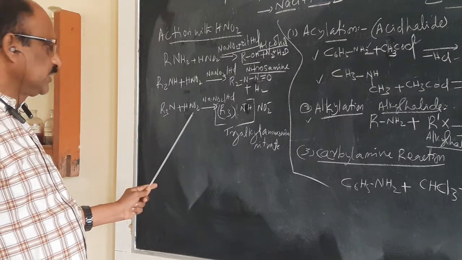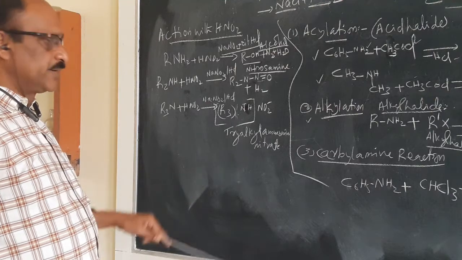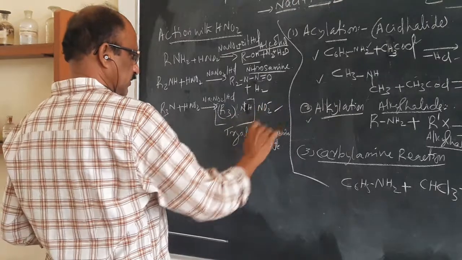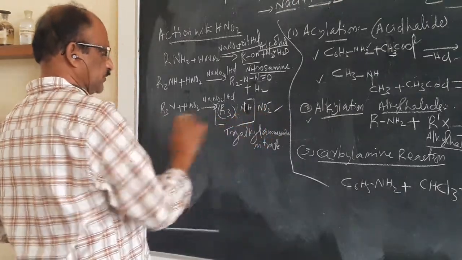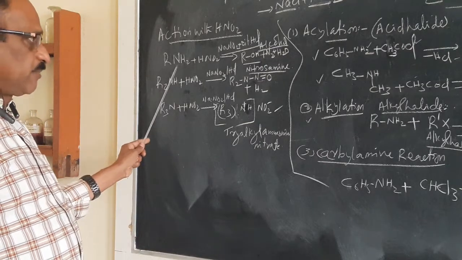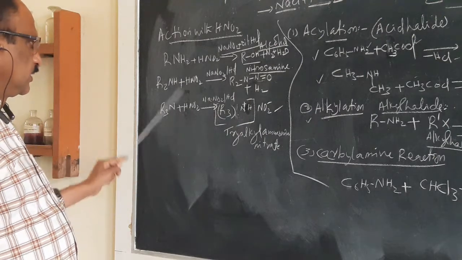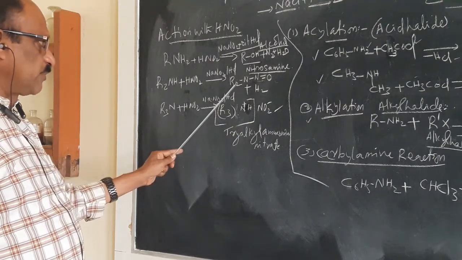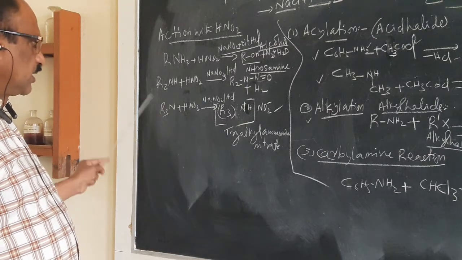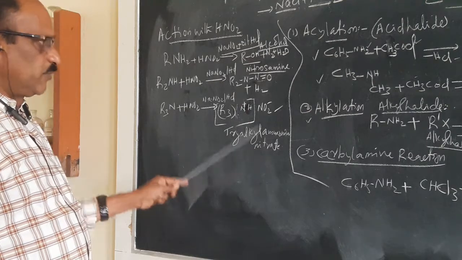Tertiary amine will react with HNO2 and you are getting trialkyl ammonium nitrate. This is known as trialkyl ammonium nitrate. This compound R3NH, just like a quaternary ammonium salt. So primary amine will give primary alcohol. Side products are nitrogen and water. And secondary amine will form a nitrosamine. And tertiary amine totally it will add and form a salt which is known as trialkyl ammonium nitrate.